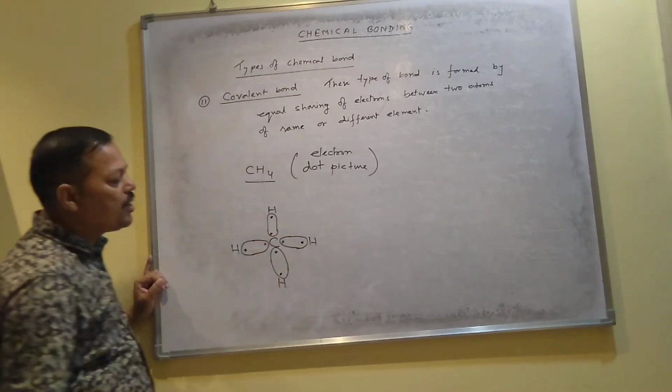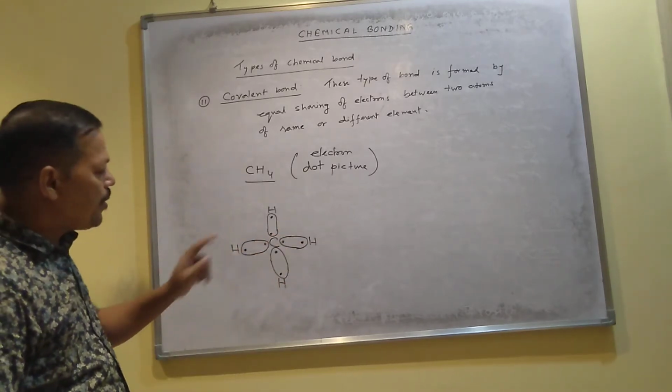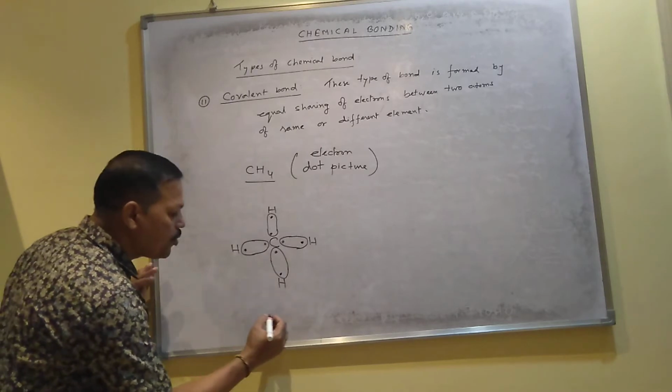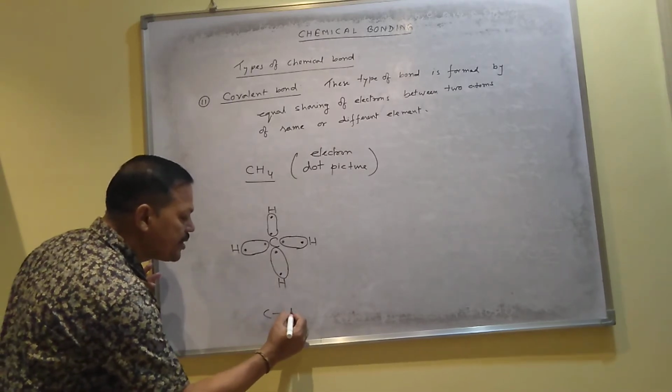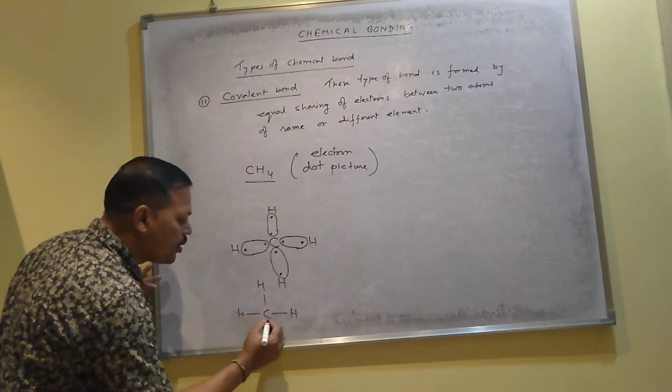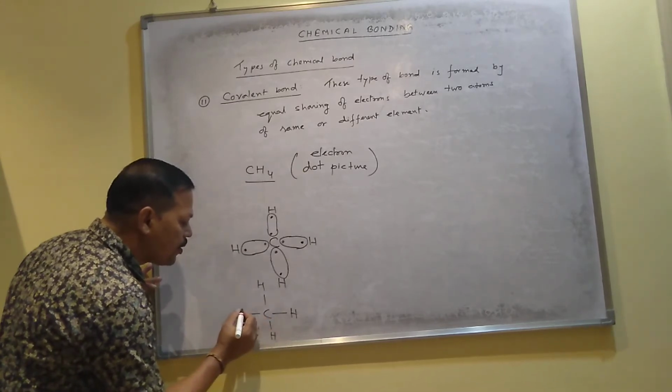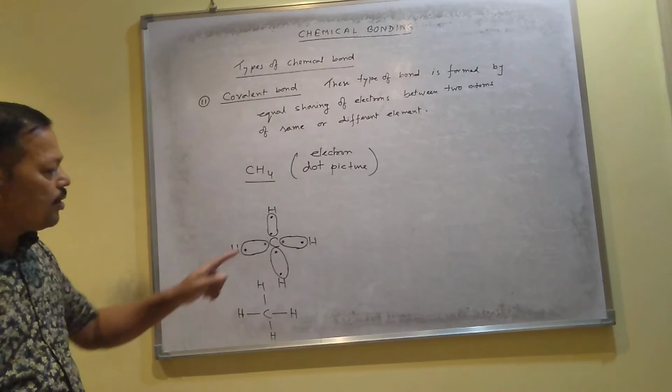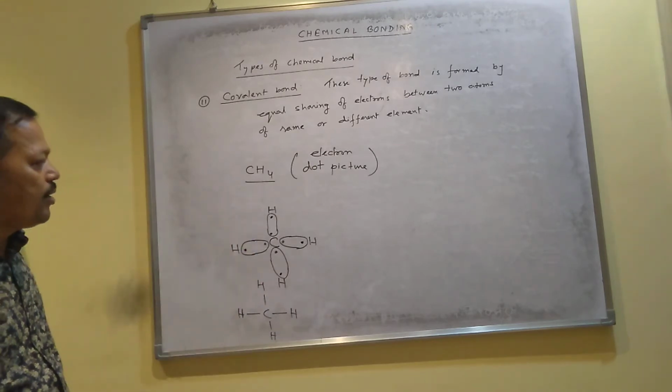This is called equal sharing of electrons, and by this equal sharing, carbon will form 4 bonds like this: this side 1 bond, this side another bond, this side another bond, this side another bond. So in this way you can draw the dot picture of the methane molecule.